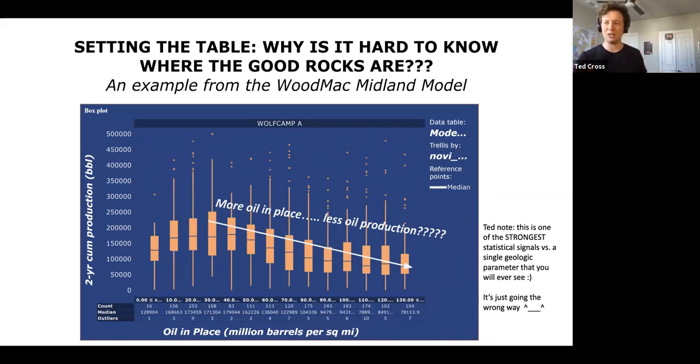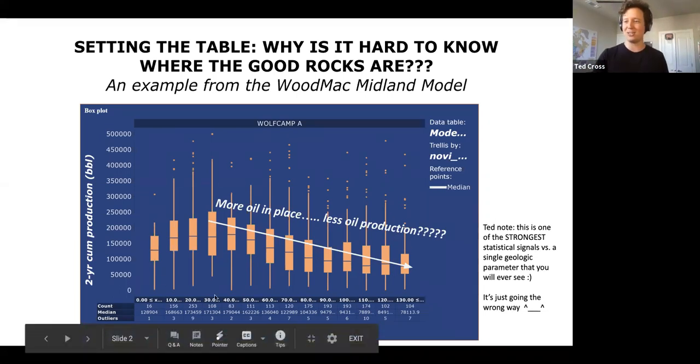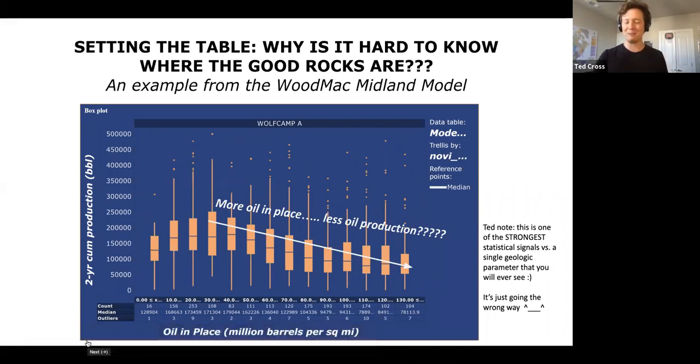I will also note that this right here is one of the strongest signals I've ever seen for a single variable, single geologic parameter with respect to production. And yet it is literally going the wrong direction. Kieran is laughing because he knows. He's done these over and over again, and they never look this clean.